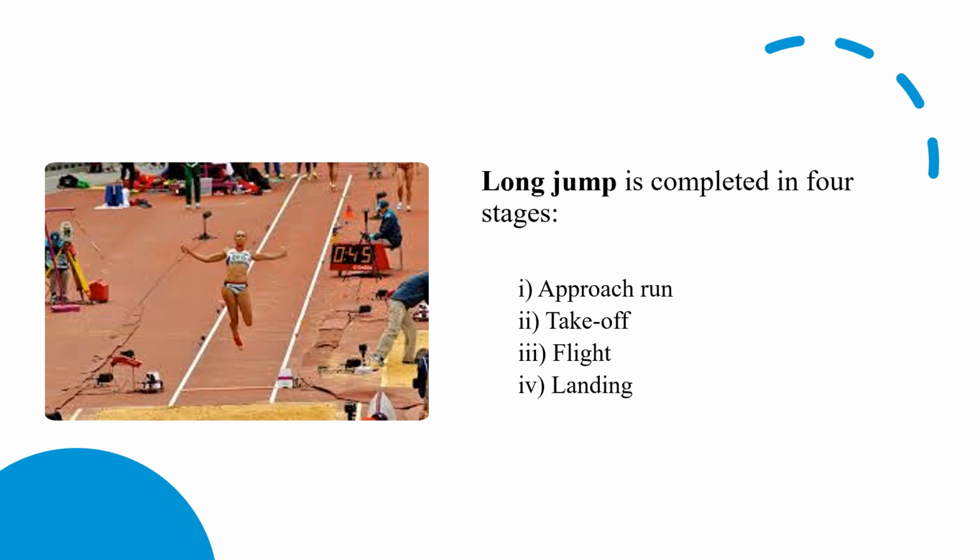So first we are going to start off with the long jump. Long jump is a jump which is completed in 4 stages. And these 4 stages are approach run, takeoff, flight, and landing. We're going to talk about these stages in the next part of the lesson. So you just have to remember that there are 4 stages in long jump, and they are approach run, takeoff, flight, and landing.